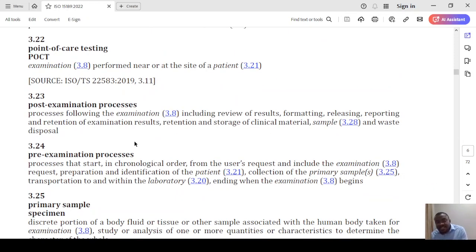So we have point of care testing. These are tests that are done near the patient. For example, you've taken this testing to maternity, to ART clinic.